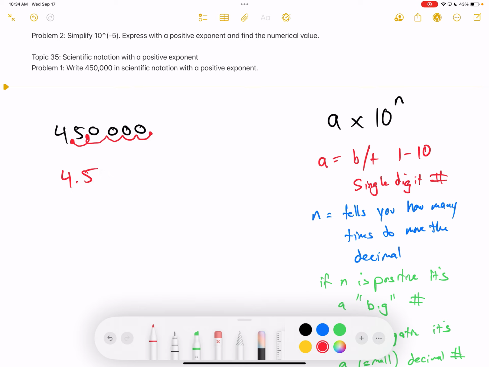So that's what I mean by a single-digit number. I do not want 45. I want 4.5. How many times did I move it? 5, 1, 2, 3, 4, 5. Okay. And I'm going to keep it positive because 450,000 is a big number. That's how I remember it. Like if you start doing left and right, it gets confusing because you got to switch it when you go the other way.